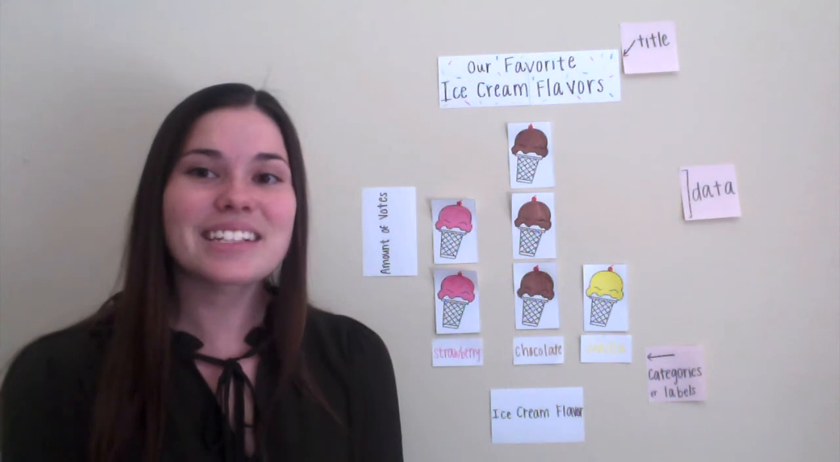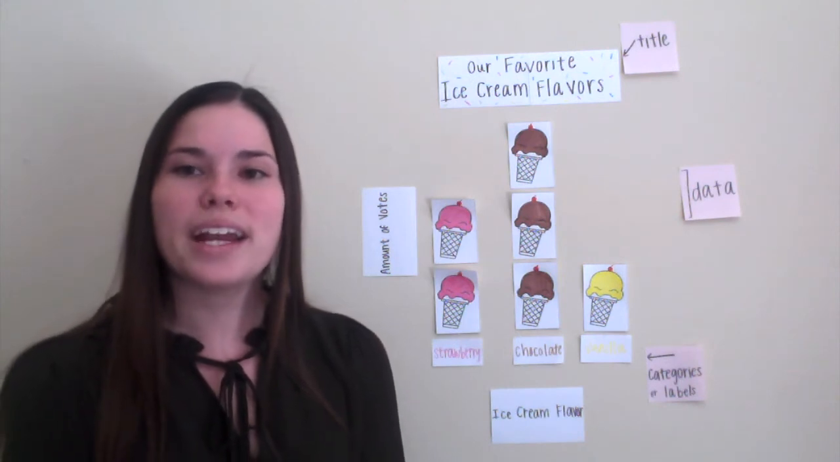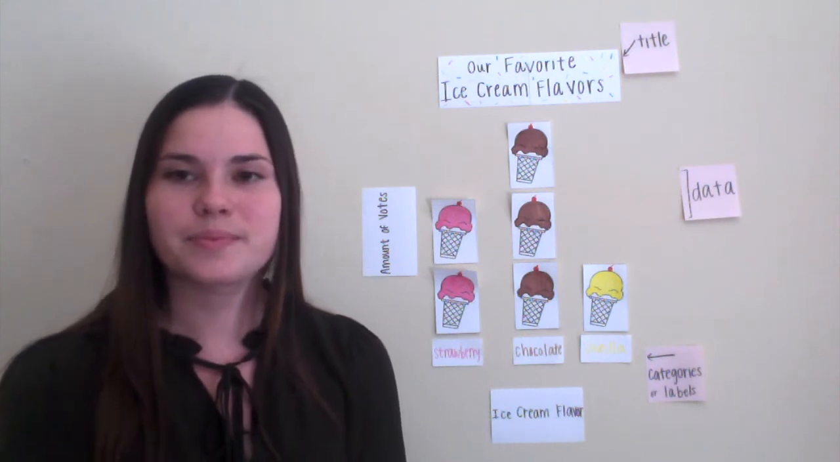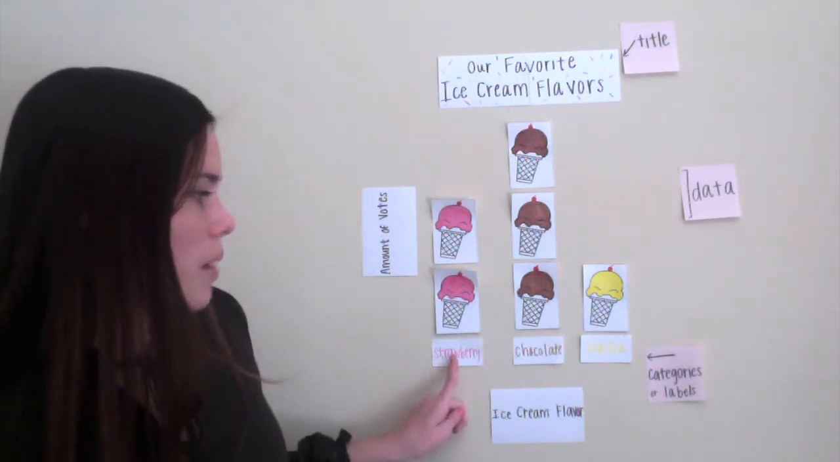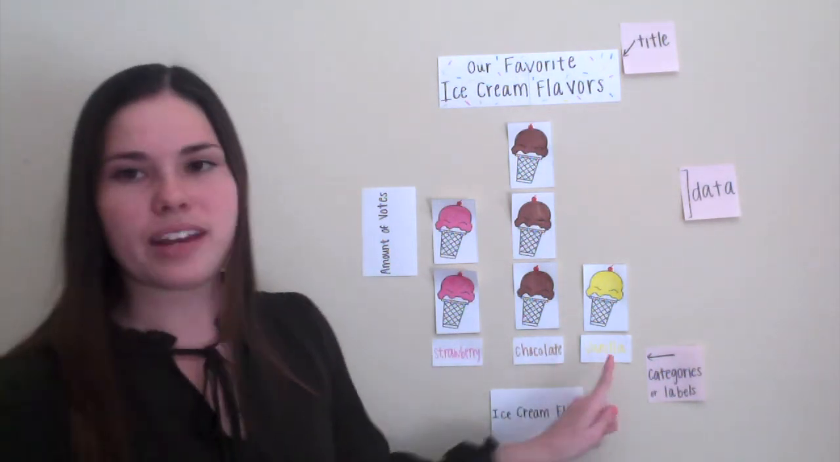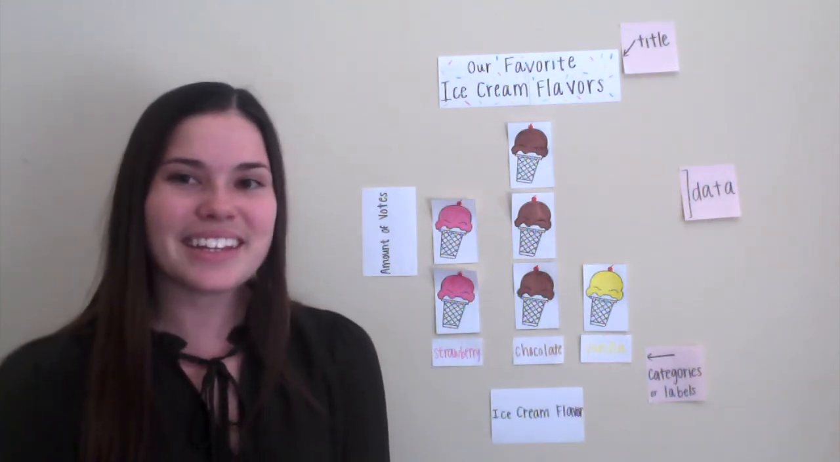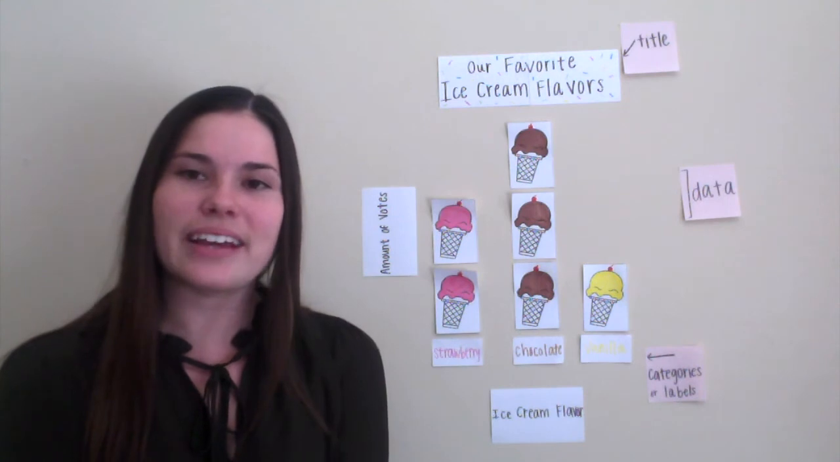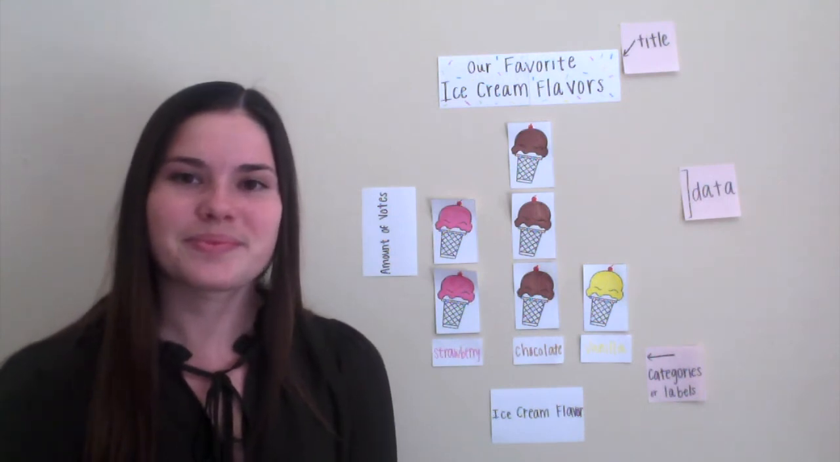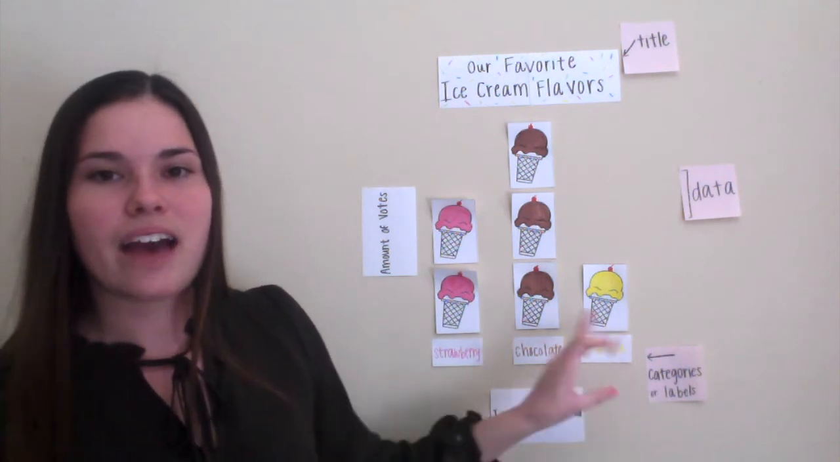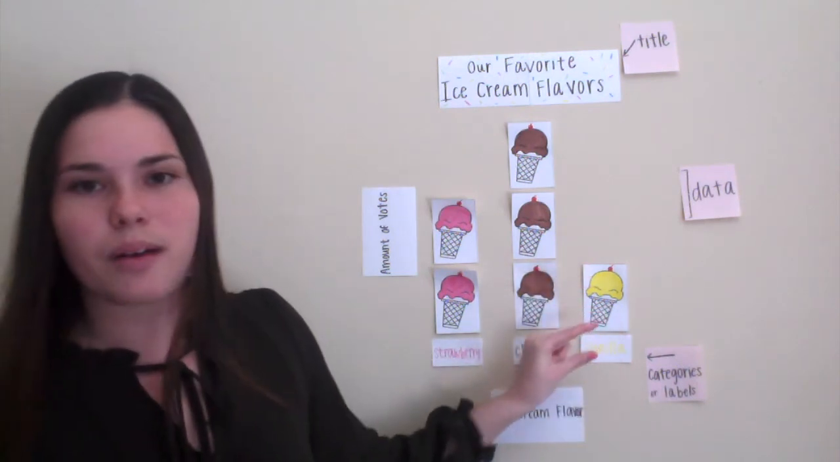Perfect. The next question we're going to look at is what category has the fewest amount of votes? Is it strawberry, chocolate, or vanilla? If you said vanilla, you're right. How did you know it was vanilla? Good, because vanilla has the least amount. They only have 1 vote, which is the smallest.